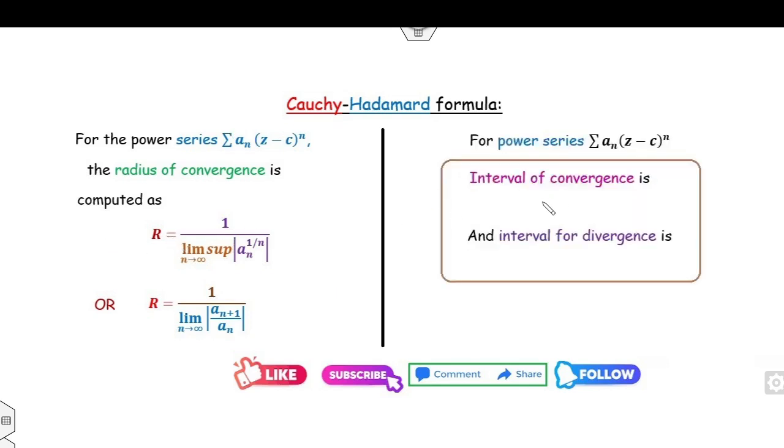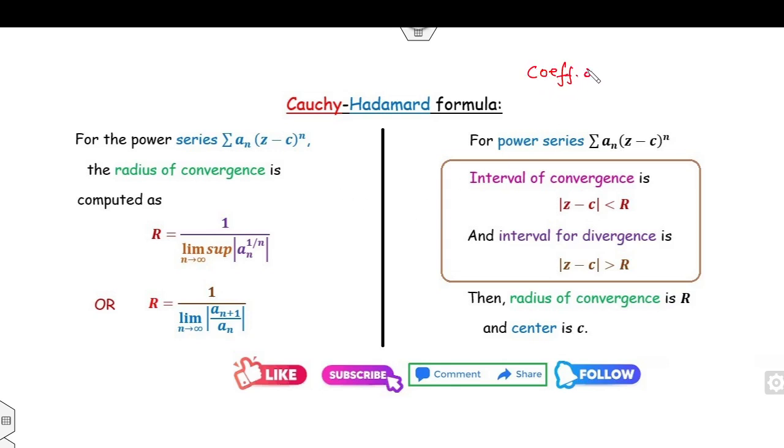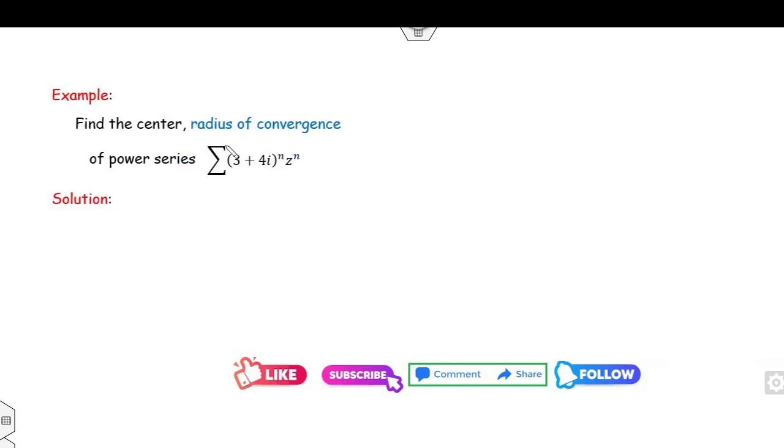Once you find the value of R, you can define the interval of convergence as |z − c| less than R and the divergence as |z − c| greater than R. R is known as the radius of convergence and C is the center of the power series. Again, the coefficient of z must be 1. Once you make the coefficient of z equal to 1, whatever you have right here is the radius, and whatever you have right here is the center of the convergence. For example, here you can find the center and the radius of convergence.